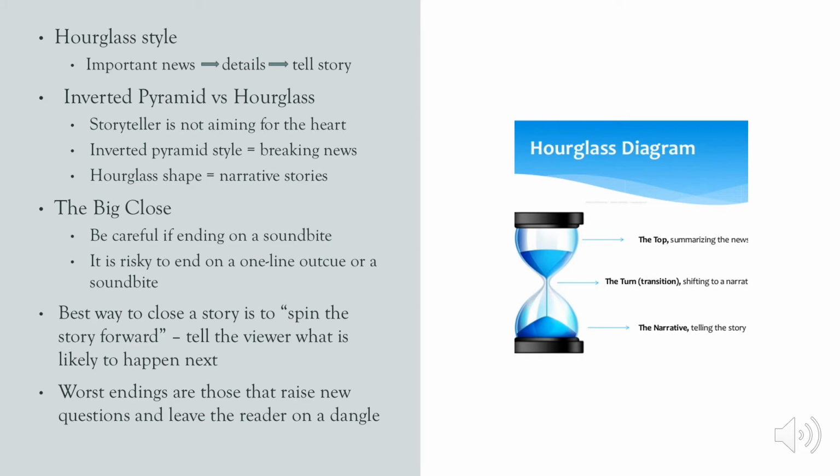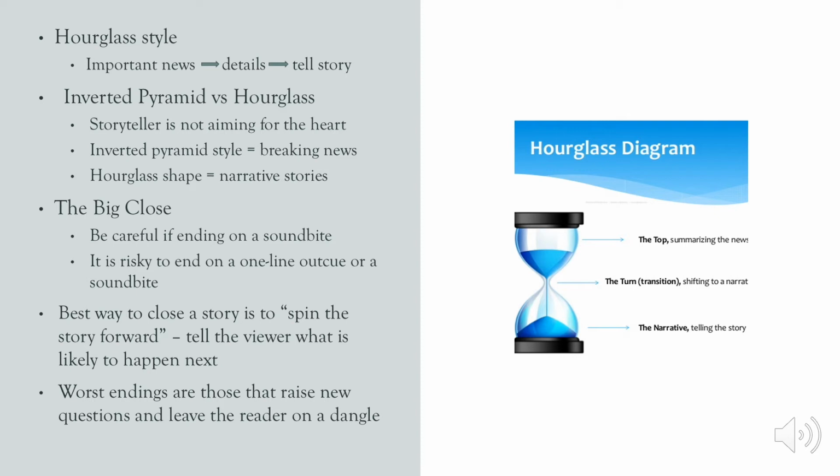The next style of writing is the hourglass. In the hourglass, the top of the story holds the important news but with a twist. It is followed by a transition to hold viewers' interest and supported by details of the event. The hourglass can hold the viewer's heart from top to bottom. The difference between the inverted pyramid versus the hourglass is that the inverted pyramid style is used for breaking news, and the hourglass is for narrative stories.